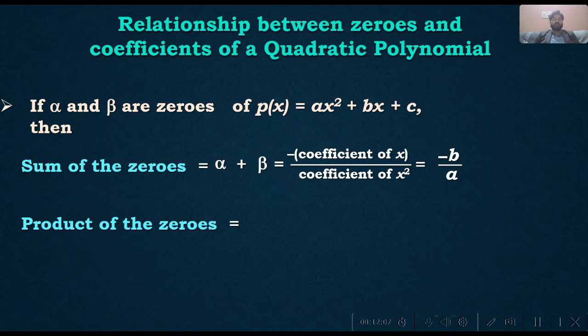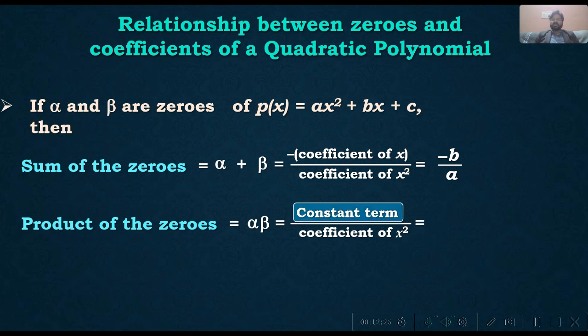Now the product of zeros is equal to alpha into beta, so constant term upon coefficient of x square. तो ax square + bx + c में कांस्टेंट टर्म क्या है? c है. तो c कांस्टेंट टर्म upon coefficient of x square, that is a. जब भी सम ऑफ जीरोस की बात करेगा तो alpha + beta होगा, वो minus b by a होगा. जब भी प्रोडक्ट ऑफ जीरोस की बात करेगा alpha into beta होगा और वो c by a होगा.